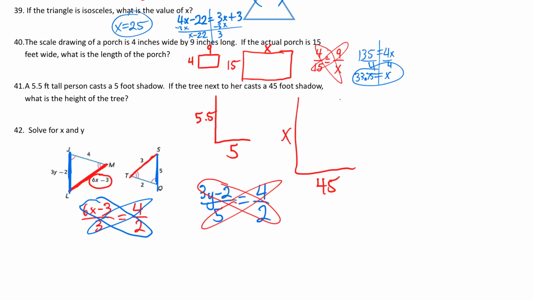All right, number 41. Okay, 5.5 is to x as 5 is to 45. So we cross multiply, we get 5x equals 247.5, divided by 5 gives you 49.5.